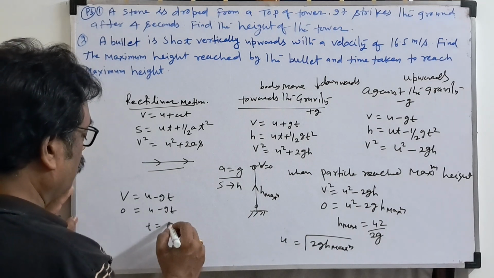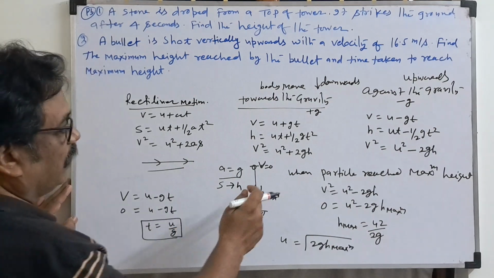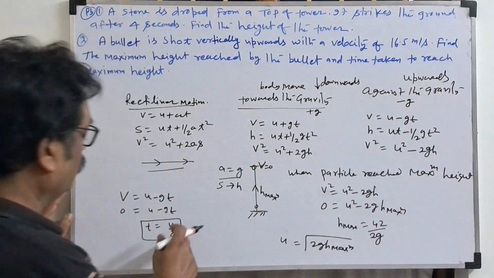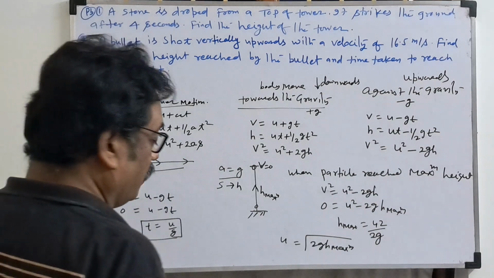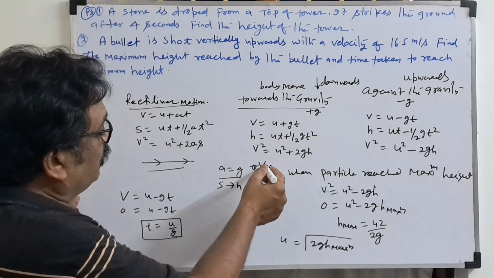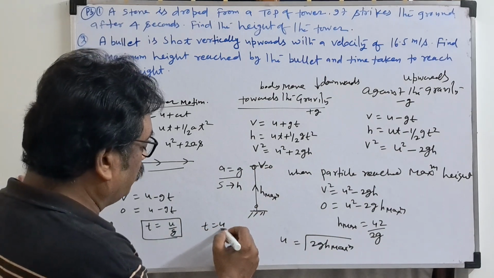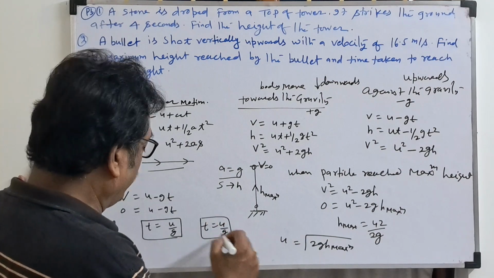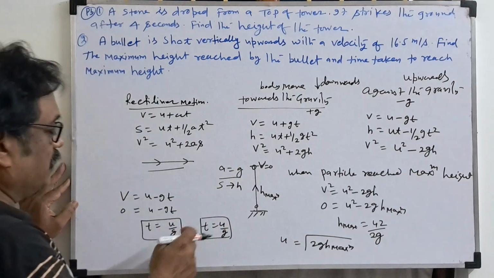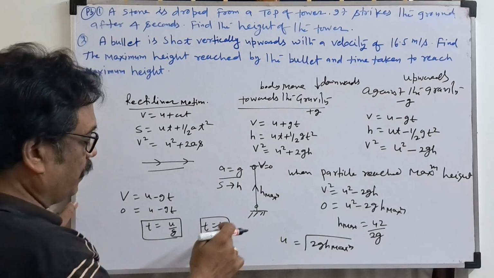So t is equal to u by g. So the time taken to reach the maximum height is equal to u by g. This formula is coming. Again, to reach the earth surface, how much time does it take? Again t is equal to u by g will come. Time taken to reach maximum height is u by g, and again the time for the particle to reach the ground surface, the earth surface, is u by g.